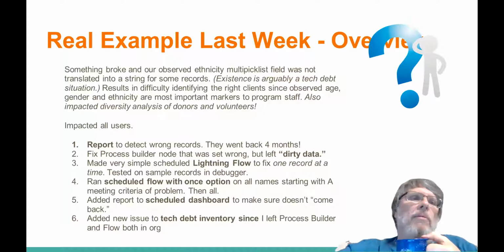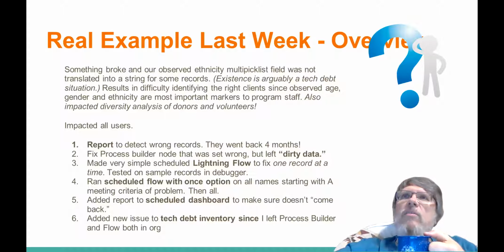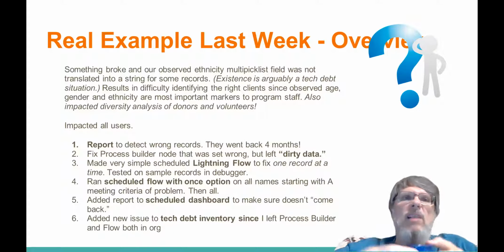A real world example. Something broke in our org. We use a multi-pick list string to determine ethnicity per some government guidelines. So it's kind of a mess. But we need a way to create a nice user-friendly handle for ethnicity so that when we're choosing clients during program delivery, we can easily find the right client.